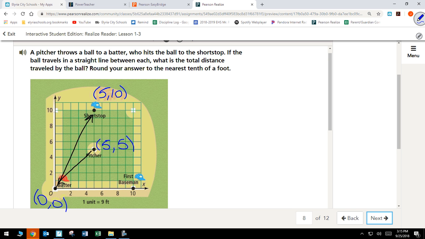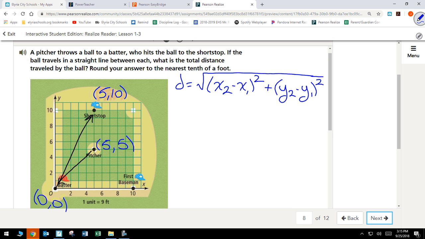Now, using the distance formula, the difference of my x values squared plus the difference of my y values squared, given my 2 points, 5, 5, and 0, 0, I'm going to say the distance between the pitcher and the batter can be found by plugging in their coordinate points into the formula.